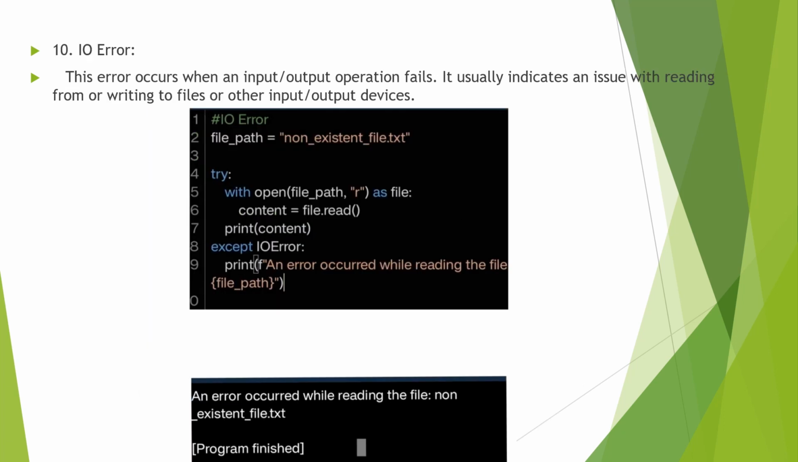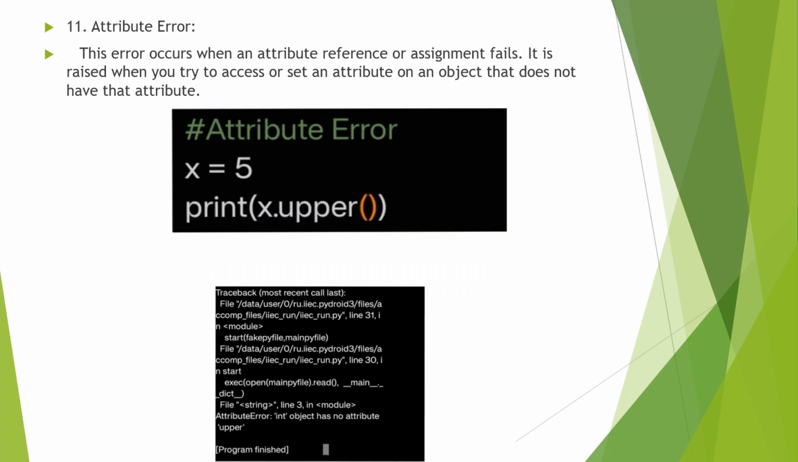This error occurs when an input or output operation fails. It usually indicates an issue with reading from or writing to files or other input or output devices. Here we are trying to access a non-existing file. So in the output, we can see that an error occurred while reading the file, which does not exist. So IO error occurs. And the next error is attribute error.